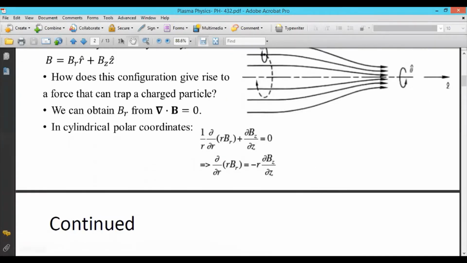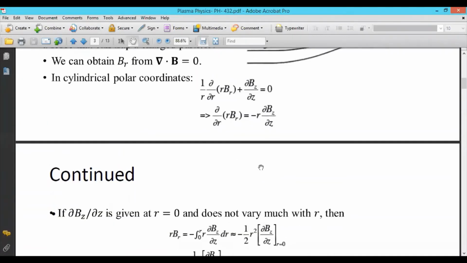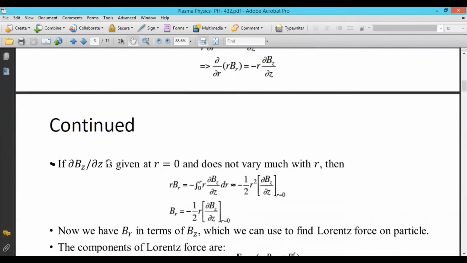And we know that in cylindrical polar coordinates, del dot B can be written as 1 over r partial r of r B of r plus partial z B of z equals 0. Or we can write it as partial r of r B of r equals minus r partial z of B of z. So if we are given that at r equals 0, our magnetic field does not vary along the z direction.